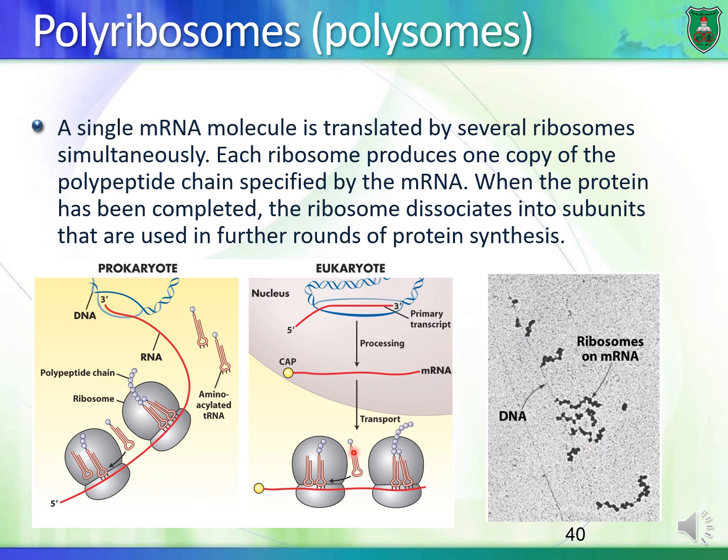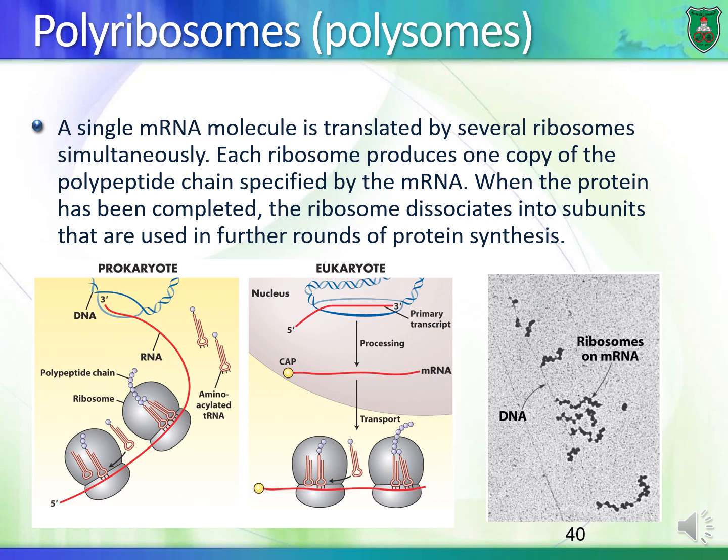Okay, so in eukaryotic cells, you can have one messenger RNA with multiple ribosomes doing synthesis. In prokaryotic cells, on the other hand, you can see DNA and you can see multiple RNA molecules synthesized from the same gene, from the same DNA, and you can see multiple ribosomes sitting on each mRNA molecule and doing protein synthesis or polypeptide synthesis.